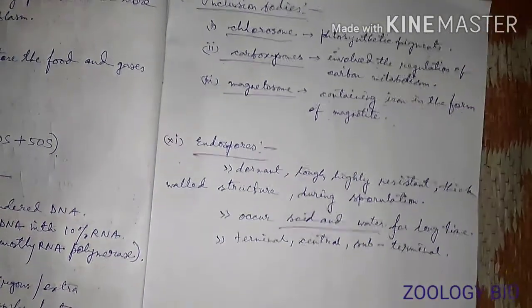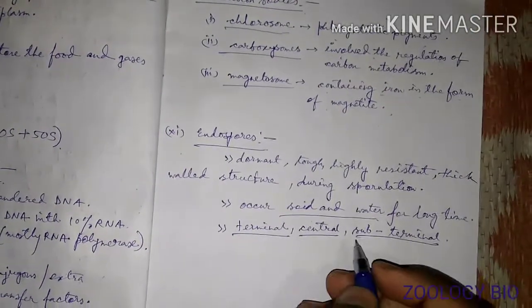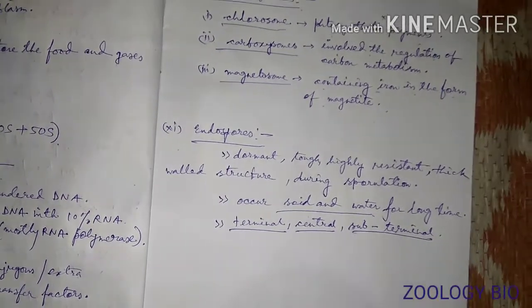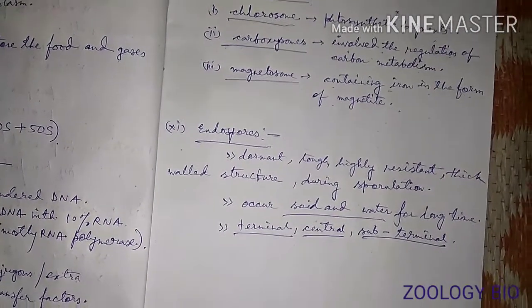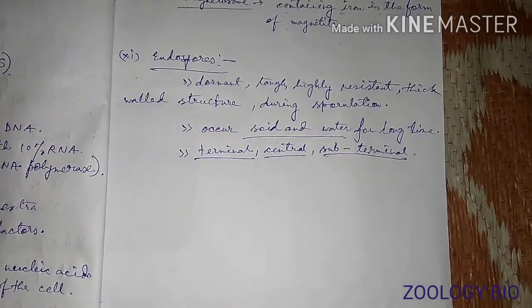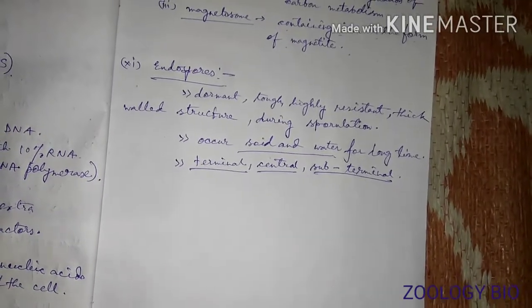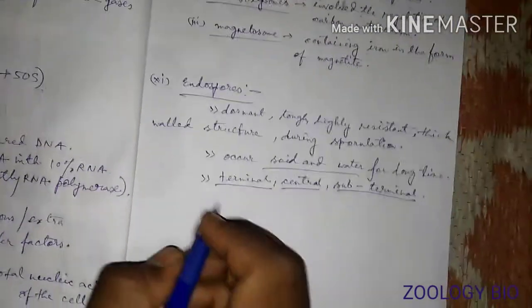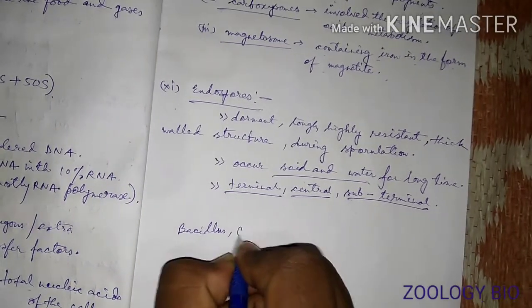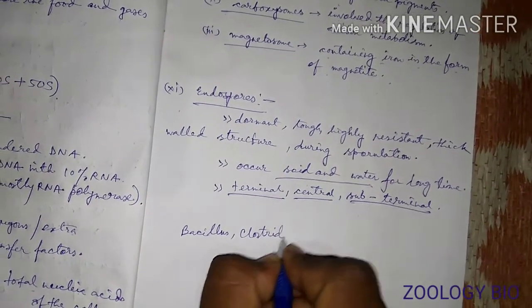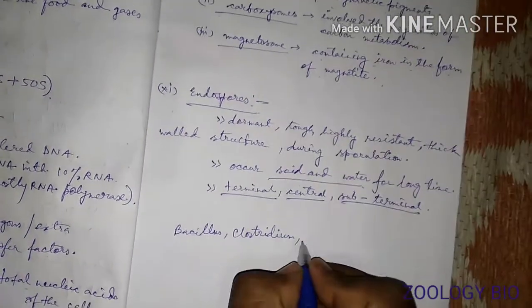The position of the endospore may be terminal, subterminal, or central. Lateral endospores are seen occasionally. A thin covering known as the exosporium overlies the endospore. Endospores usually occur in Bacillus, Clostridium, etc.